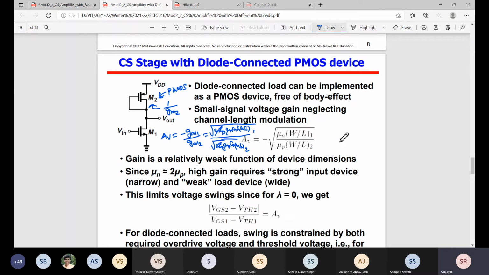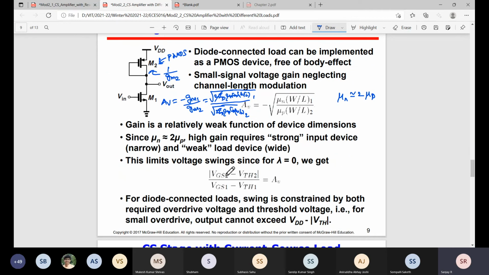Right? So you know that mu n is greater than mu p. Mu n is about 2 times mu p because electron mobility is greater than hole mobility, but it is more than 2. I can approximate it as 2. So we can get more gain compared to the NMOS diode connected load. Using a PMOS diode connected load, we can get more gain because of the lower mobility of holes. Even though we get more gain, the swing is limited.